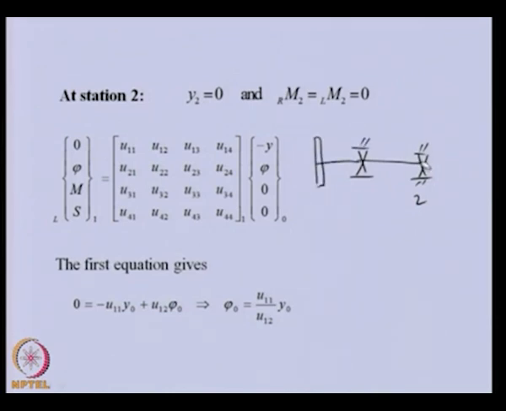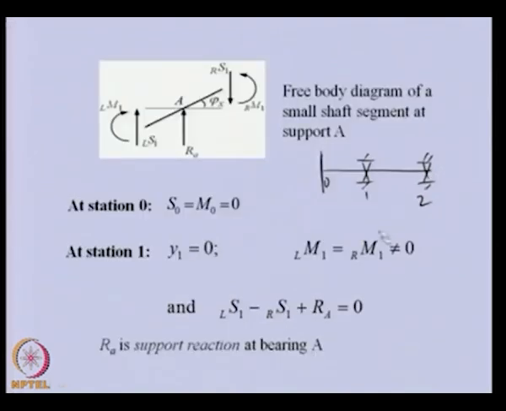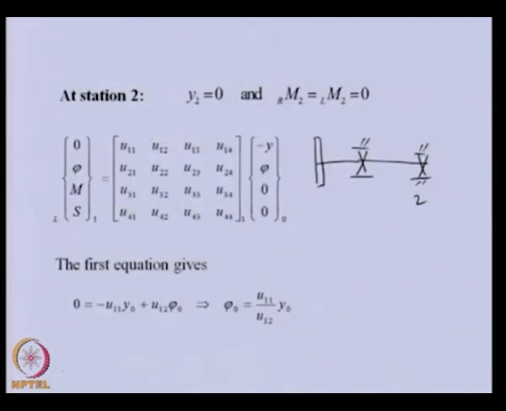Here displacement is 0 as well as moment is 0, but at the intermediate support displacement is 0 but moments are not 0, as we have seen in the previous expression. So, moments will not be 0. Now, we have looked into all the boundary conditions at station 0, 1 and 2.